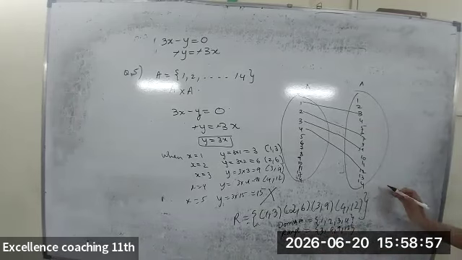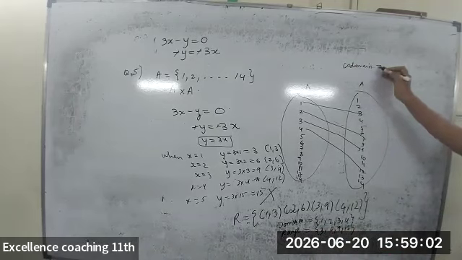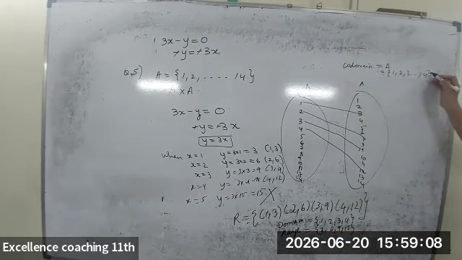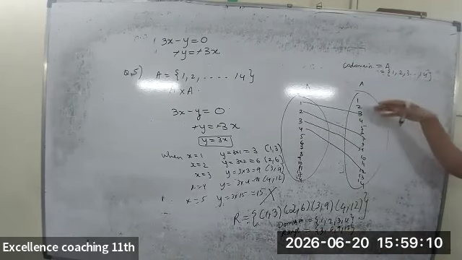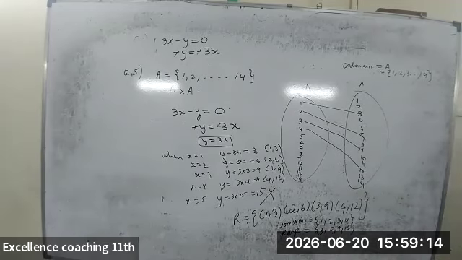And codomain, you can just write A also, or also like this only up till 14. Entire set B. B means the output set. Codomain. Now A and B are the same. Codomain will be this up till 14.